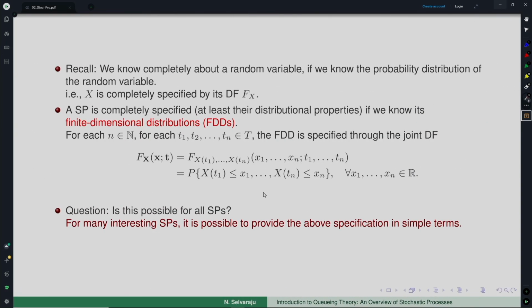So, the question is: is it possible to get this for all kinds of stochastic processes? The answer obviously is no, because there will be very complex situations where you will not know the joint distributions completely. You may know a few joint distributions, but not all of them. But for many interesting stochastic processes, it is possible to provide the above specification in simple terms.